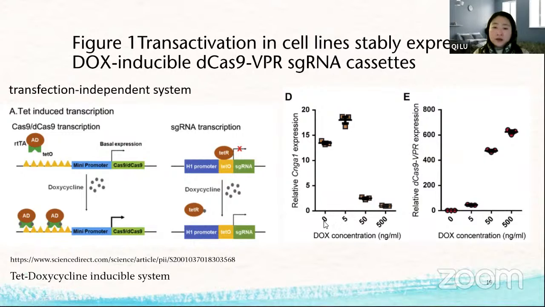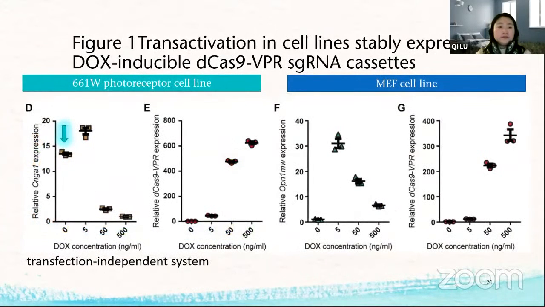and without the DOX, there's still some CNG channel expression. That means this dCAS9-VPR system is not tightly controlled by the inducible TET system. Even without this ligand, there's still some unactivated dCAS9-VPR system producing CNGA1 protein. So this is described here.